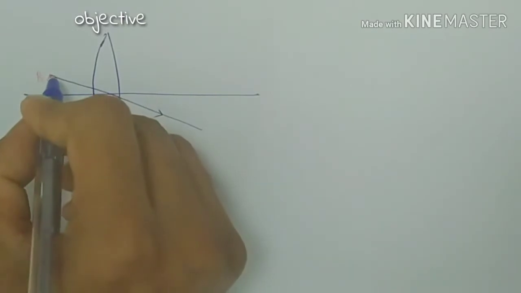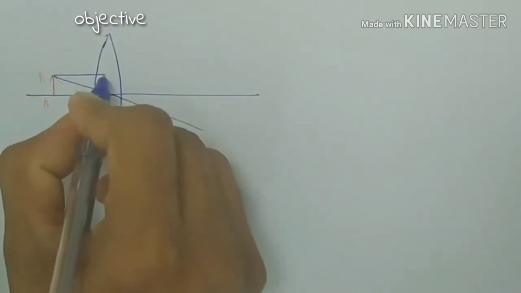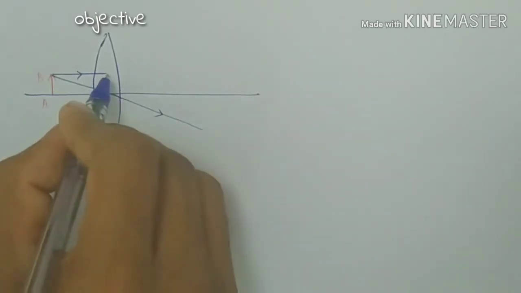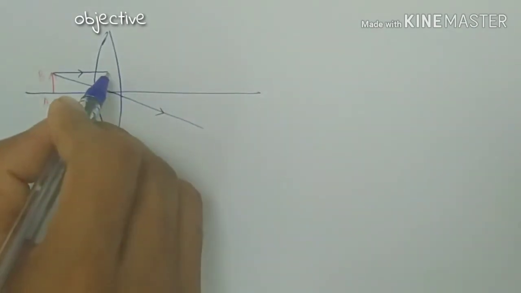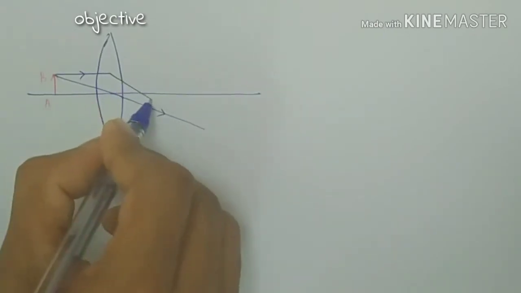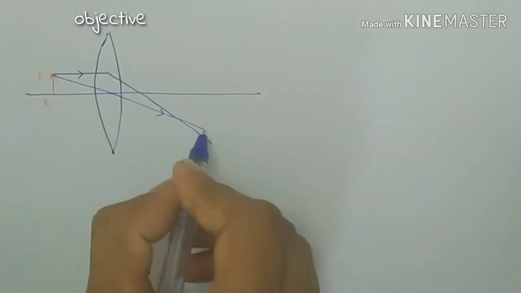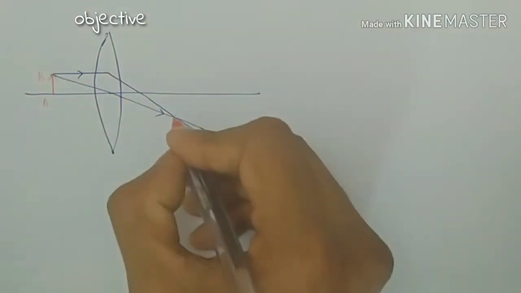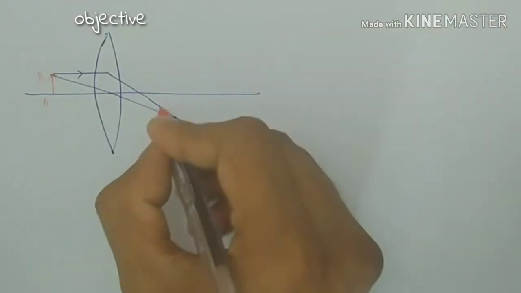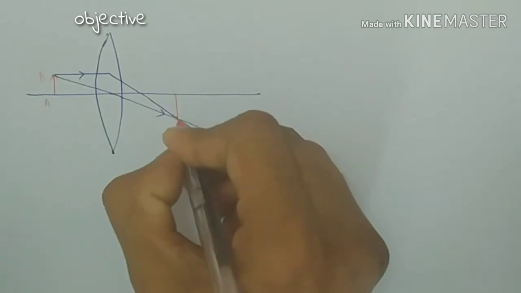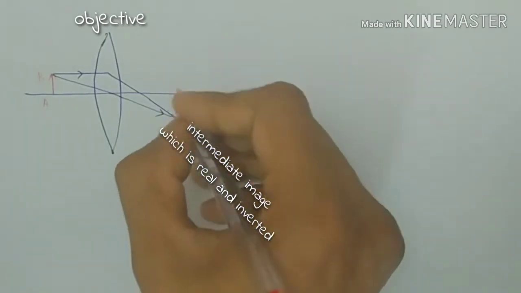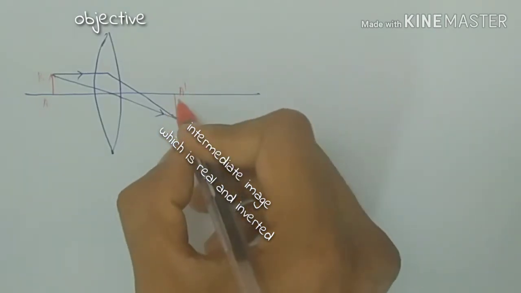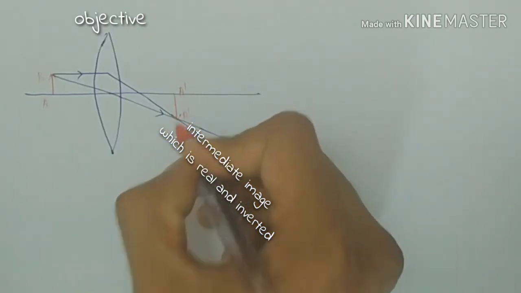Then next we are taking a light ray like this. This is a light ray which is passing parallel to the principal axis. It should pass through the focus and it should pass like this. These are the two light rays, and at the intersecting point of these two light rays we will have an intermediate image, and we'll call it A dash B dash. The nature of the intermediate image is real and inverted.